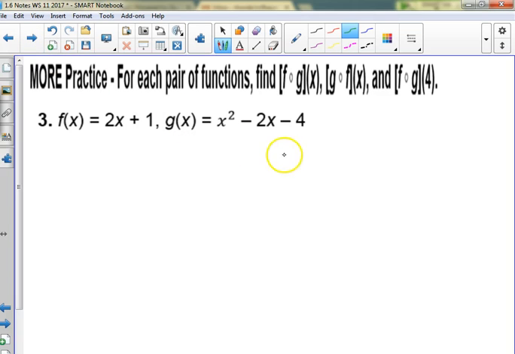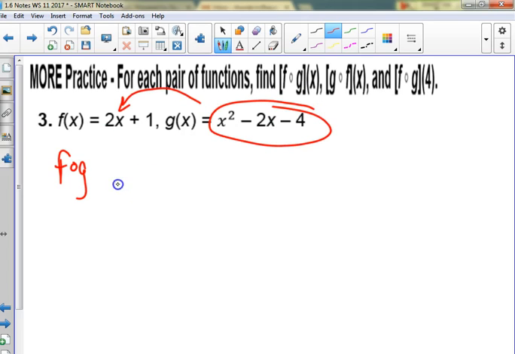All right, so more practice. This says find f of g, find g of f, and then find f of g of 4. 3 things we have to do. All right, the first one is maybe the worst. No, not the worst, I don't think. Yeah, this one wants f of g, so we're putting this in here. That one's not so bad, right?